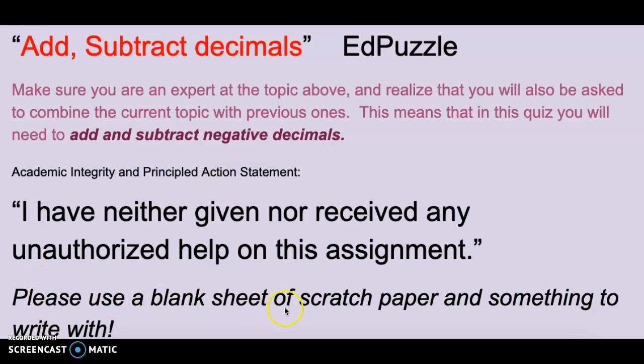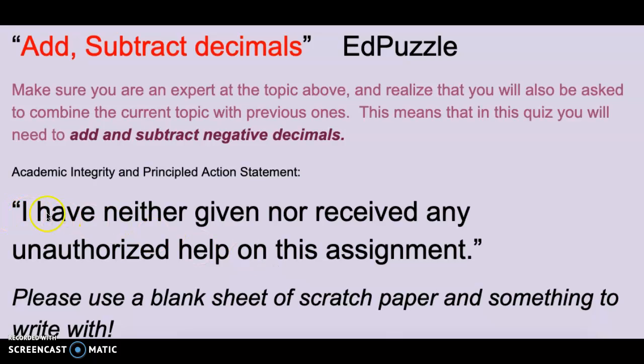I do want you to use a blank sheet of scratch paper and something to write with. Okay, you cannot use your notes, you cannot use websites, anything like that. So make sure you're putting those notes away. And by typing the statement in here, in the quotes, that's what you're saying, is that you're not using notes, just a blank sheet of scratch paper and something to write with. You cannot use any of the songs or websites or anything like that. You can't open those things.